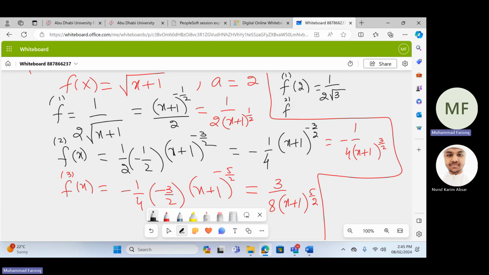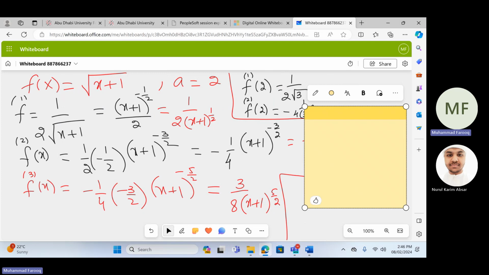My second derivative at 2. Where is my second derivative? Here. So minus 1 by 4, and 2 plus 1 is 3, so you have 3 with power 3 over 2. But we don't have to simplify. Actually, you have to. Let me tell you how you can simplify this.